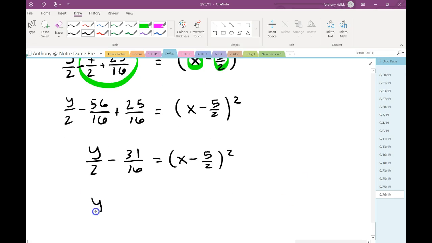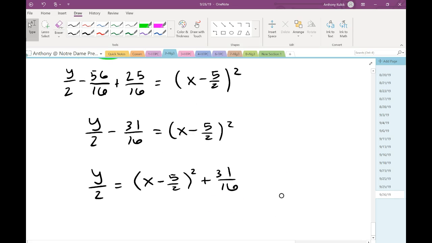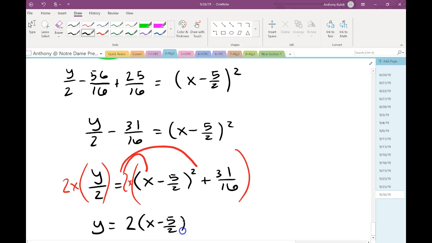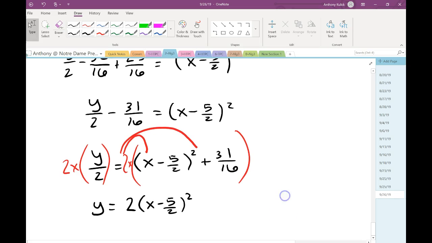I'm going to add 31 over 16 to both sides. I'm now trying to get that y by itself. And the last thing I need to do is to multiply both sides by 2 to get rid of the y over 2. So when I multiply that 2, that's going to distribute. What is 2 times 31 over 16? 31 over 8.